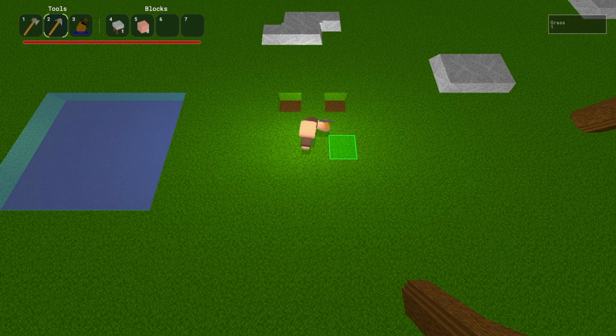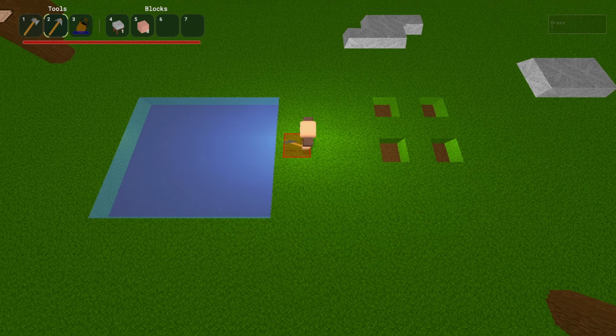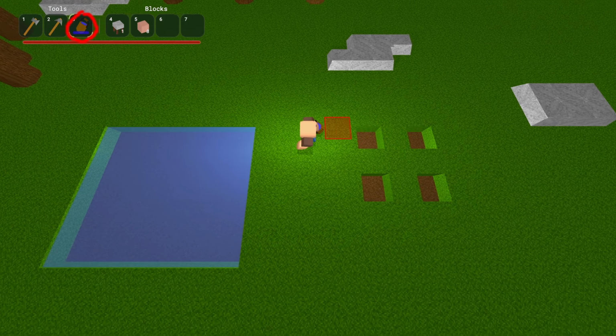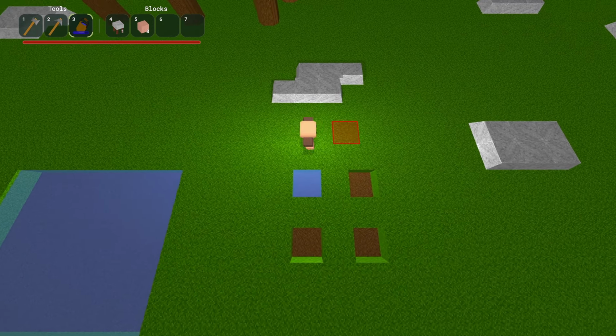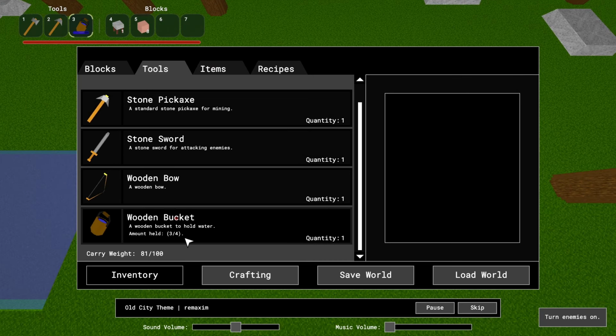Buckets are a new class of tool that are capable of picking up and placing water blocks. By right-clicking on a pool of water, you'll see its volume being reduced as your bucket is filled. If you look at the toolbar, you'll see that the meter of the bucket is being filled each time we pick up more water. This is also visible in the inventory.